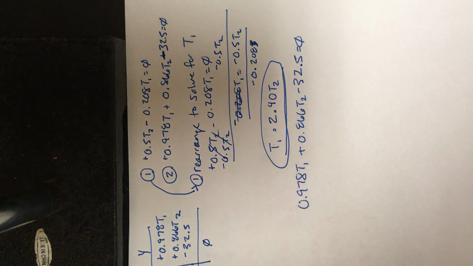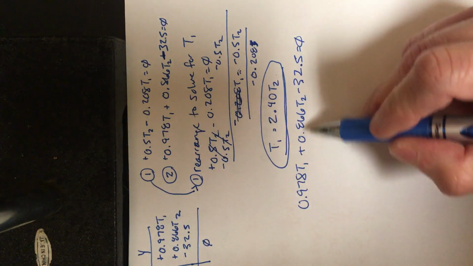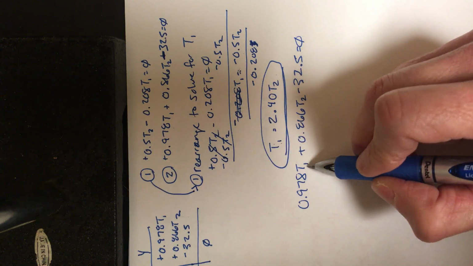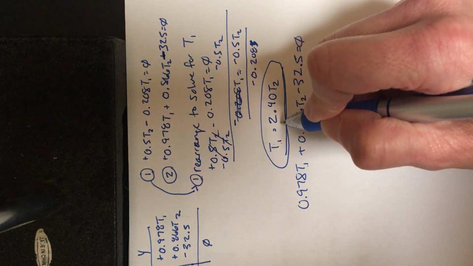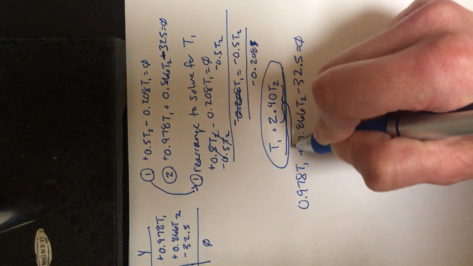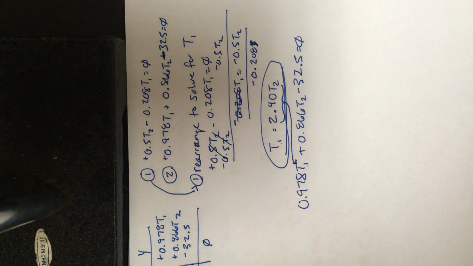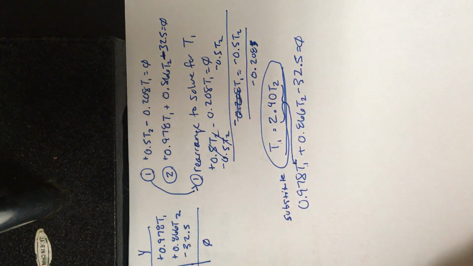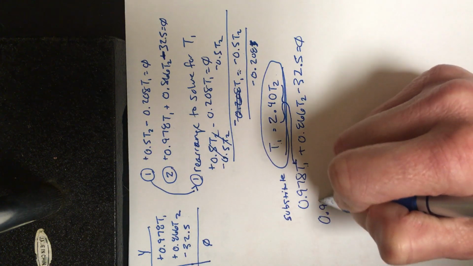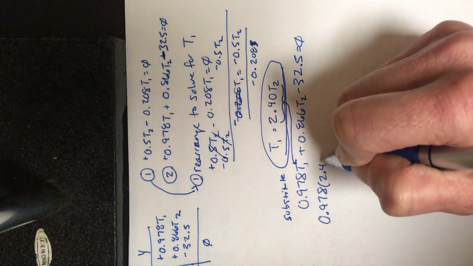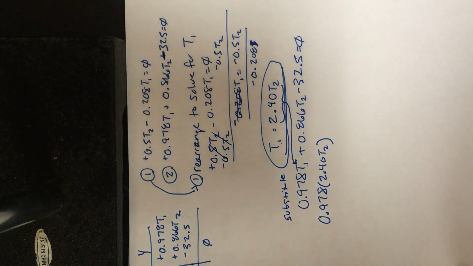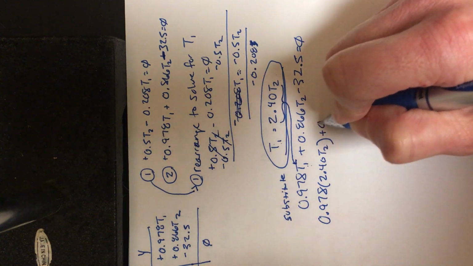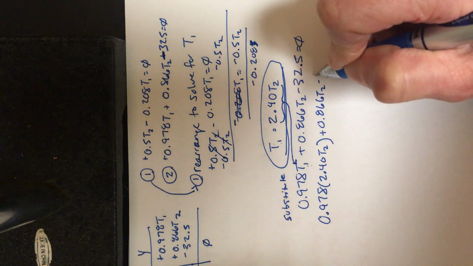So what I need to do is make sure that if I've got one equation, everything's in the same terms. Since I've got a T1 right here, I can take this value for T1 and I can actually substitute it. Okay, so now we're going to substitute. So this becomes the 2.40 T2 instead of that T1 number. And we'll just keep going on with our equation.